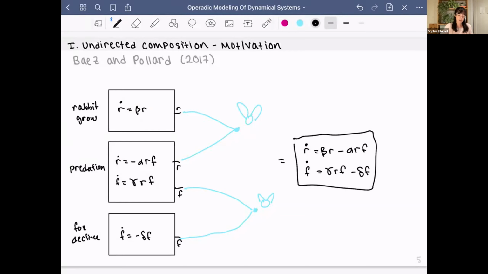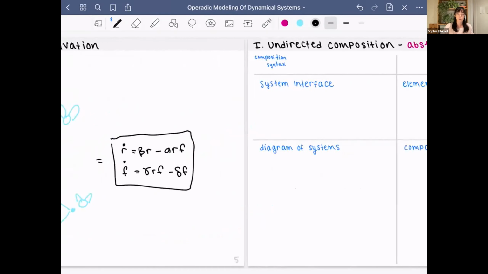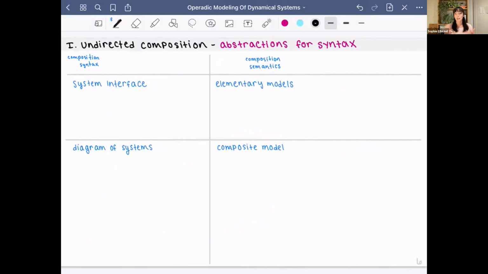Now that we have this motivation for undirected composition, we want to move to the mathematical abstractions that describe this composition. We're going to start off with the abstractions for composition syntax, which I think of as how do we want to compose systems? To define a composition syntax, we're going to give an operad. In this example, the operad in question is the operad underlying the symmetric monoidal category of cospans of finite sets.